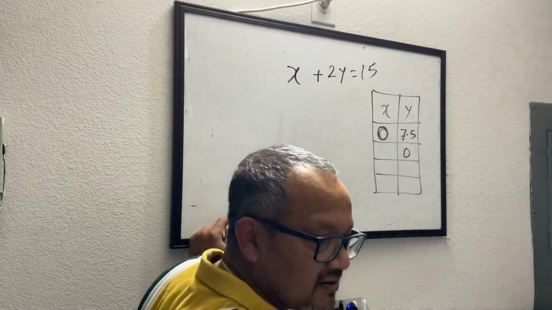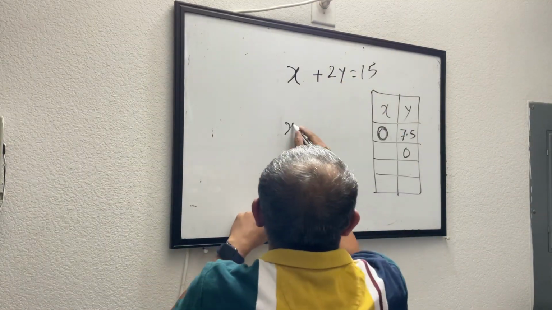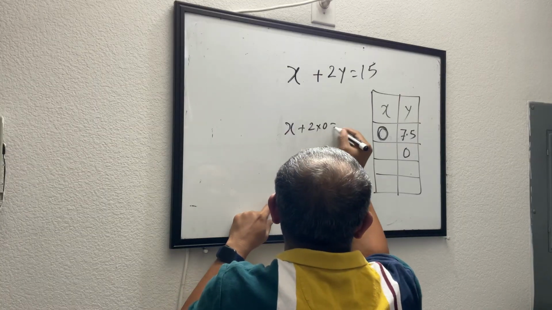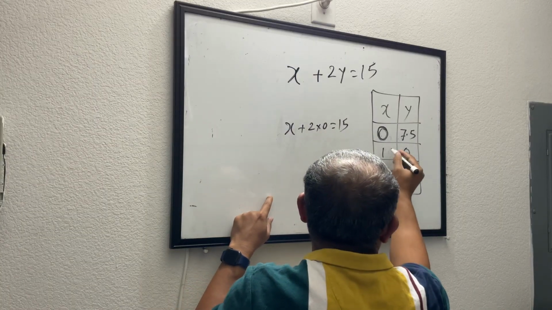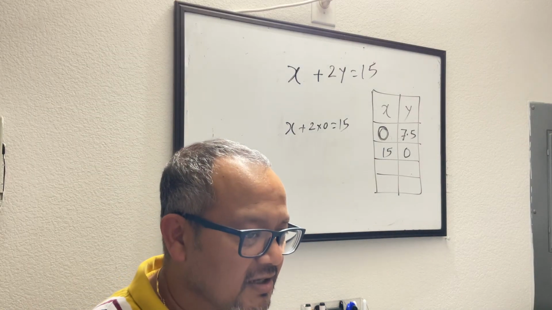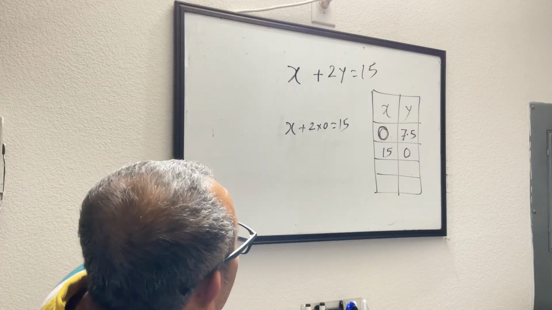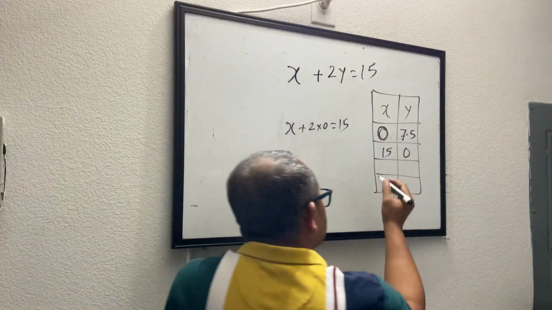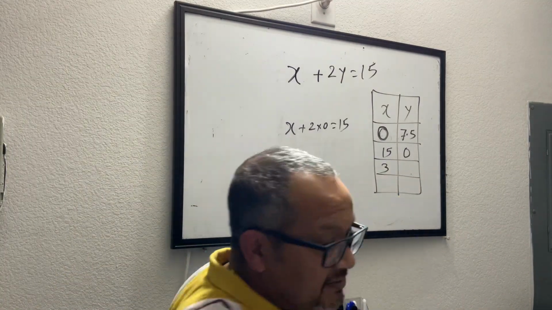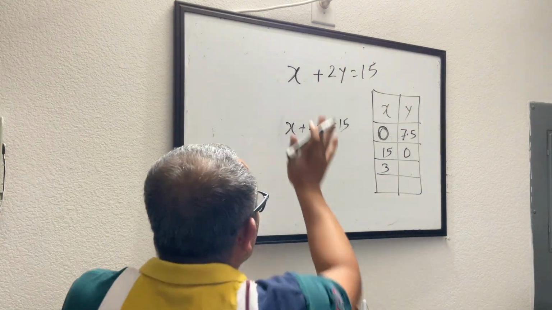It would just be 15. When y is 0, x becomes x plus 2 into 0, which is 0, equal to 15. That is 15. Yeah? Now x says, okay, fine, how about me being 3? Okay. x said, I change my value to 3. What will be the value of y then?